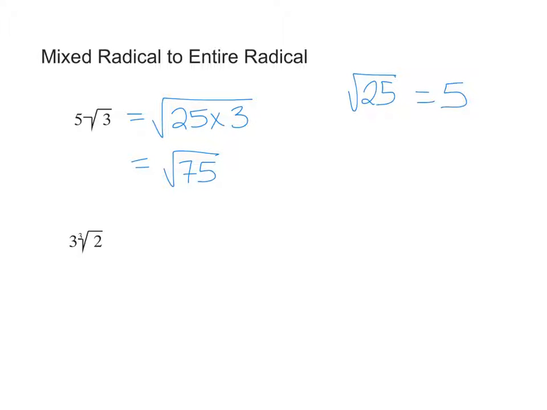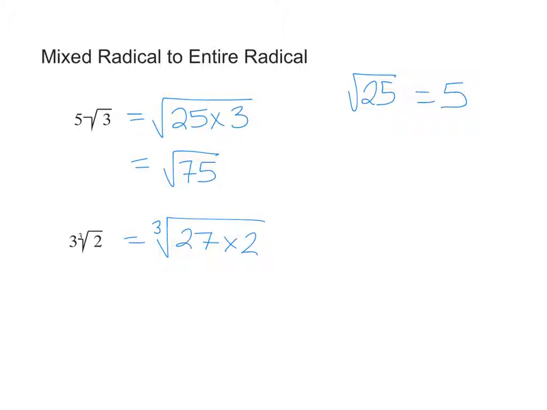Second one here is a little bit different. This is 3 cube root 2. When it's a square root, we just call it root. So the first one I said was 5 root 3, or you could say 5 square root 3. This one is 3 cube root 2. So instead of squaring the number in front, what do you think we're going to do to it? Cube it, right. So 3 cubed is 27. So this is equal to 27 times 2.